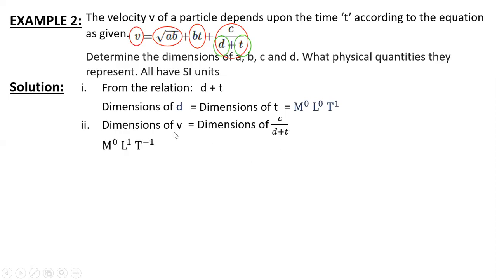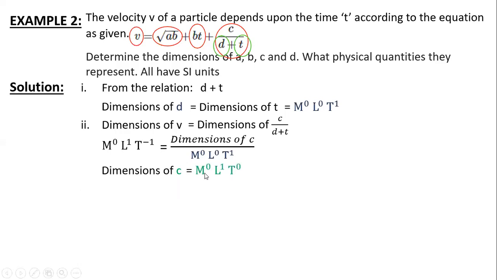So now I can write your velocity as M0 L1 T minus 1, meter per second, and the dimensions of the denominator, representing time, are M0 L0 T1. From here I can calculate the dimensions of C. You just multiply this entire dimension on the other side. When you multiply, the powers get added, and you will get M0 L1 T0, because T power minus 1 and T power 1 add to 0.